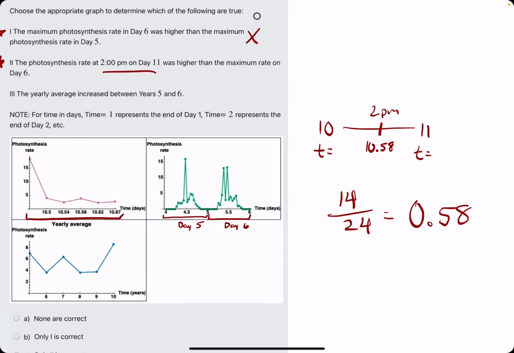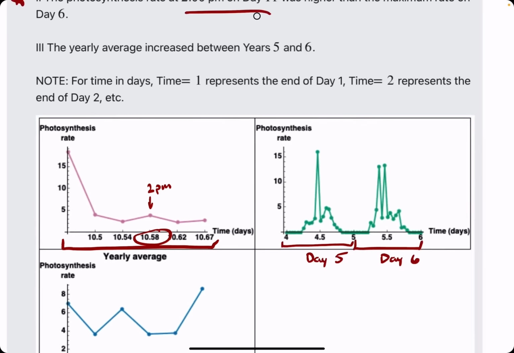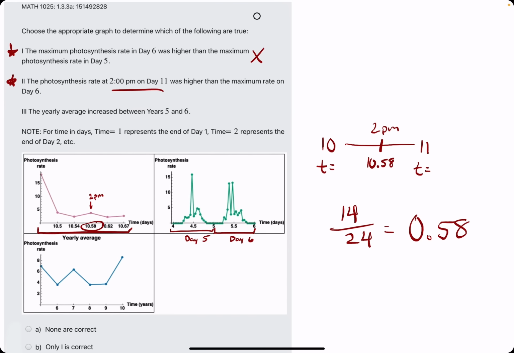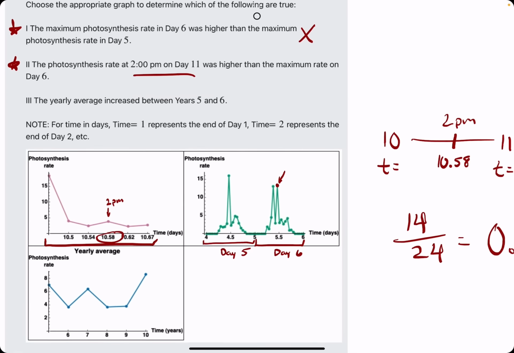So on this graph here, we're looking for 10.58, which we do see, so that is a good sign. Specifically, this represents the rate at 2 p.m. on day 11. They say this rate was higher than the max rate on day 6. All right, so going back to this graph, that max rate at day 6 was up here. So let's compare these values here.